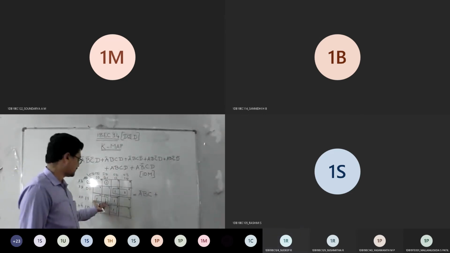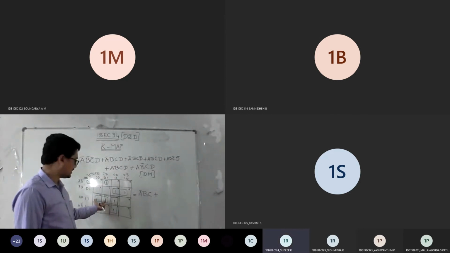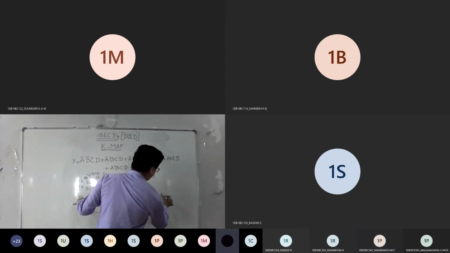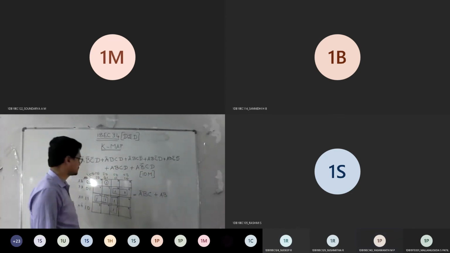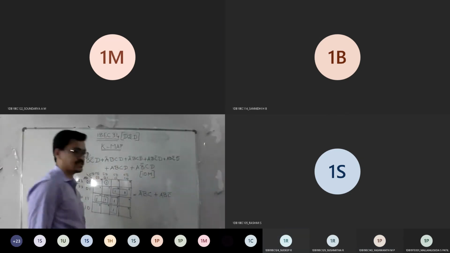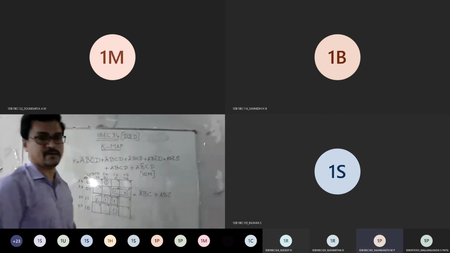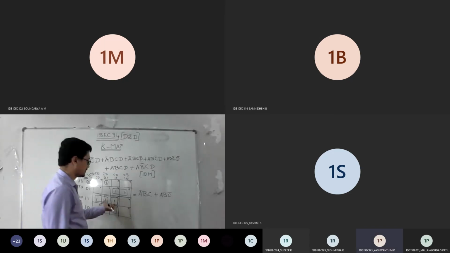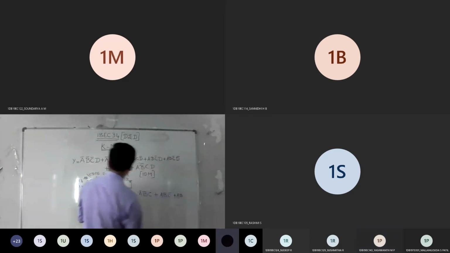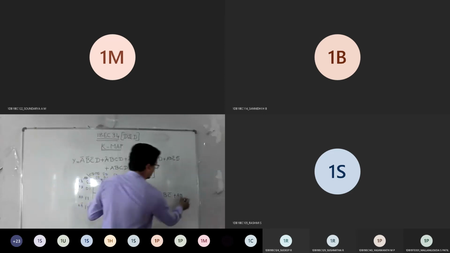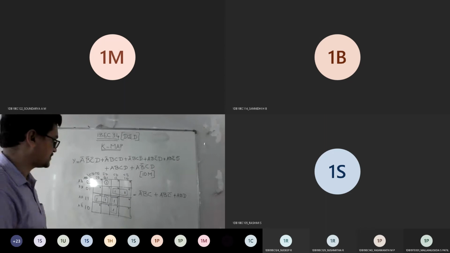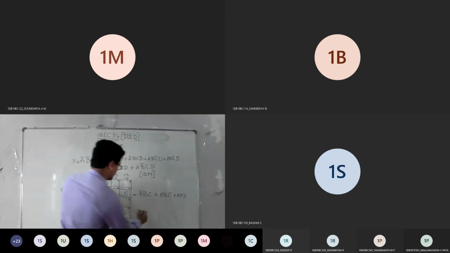If you pair 12 and 13, A B C bar and A B C bar D, A B is fixed. What is common now? C bar. So C bar is written. Next, these two: A B C D, again A B is common. What is common then? D. Good. Next, these two.